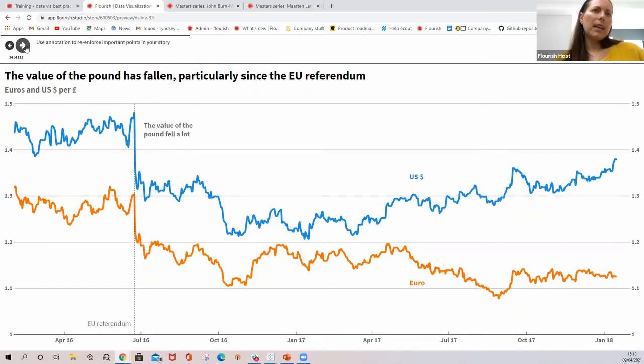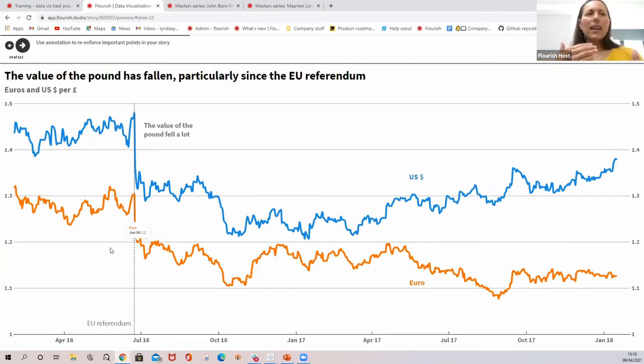And then some more labelling, so using annotation to reinforce important points in your story. So this is the point of the story, the EU referendum, and this is what we want them to take on board. So just by putting in this simple reference line, you've drawn attention here. And again, as the story, when this first came out, I think we were doing this chart about here, the story might materialize and change over time, and you can put different reference points on to draw people's attention to those different things.